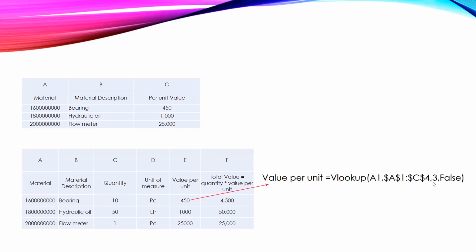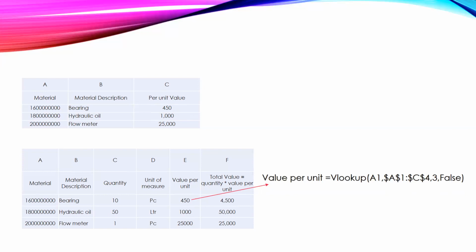And then we are going to go to the column number from which we require the information. Like in this table, we want the value from the third column. We want the per unit value. Therefore, we have written here 3. And then we are going to write FALSE, and then close the bracket. And then we are going to copy and paste the formula in all the rows below.